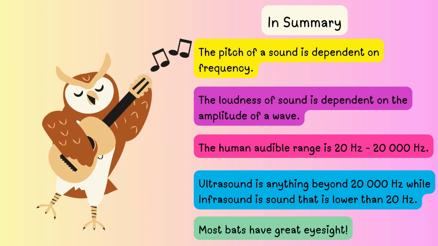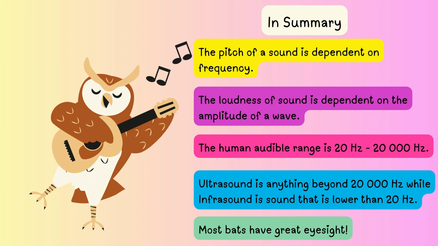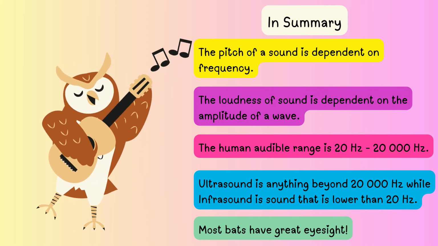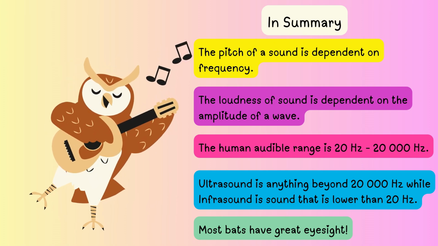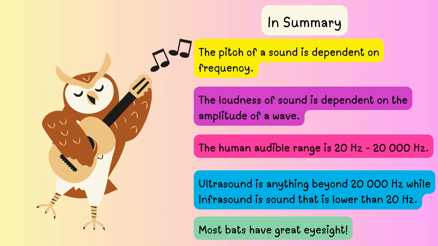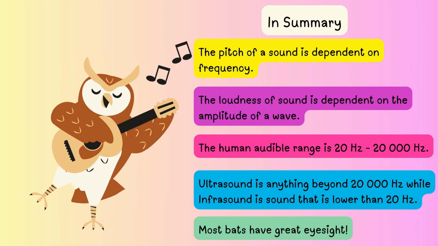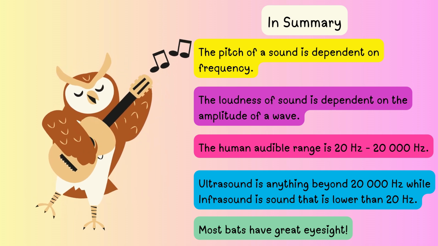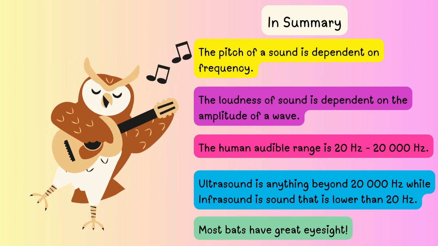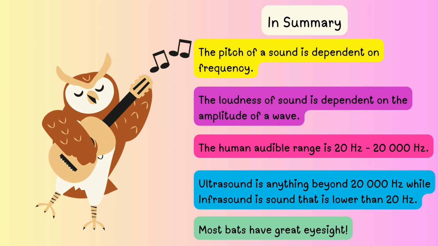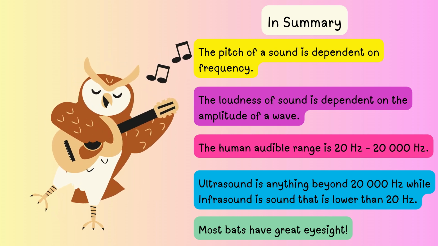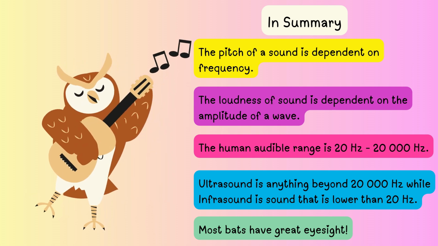In summary, the pitch of a sound is dependent on frequency. The loudness of sound is dependent on the amplitude of a wave. The human audible range is 20 to 20,000 Hz. Ultrasound is anything beyond 20,000 Hz, while infrasound is sound that is lower than 20 Hz. And most bats have great eyesight.